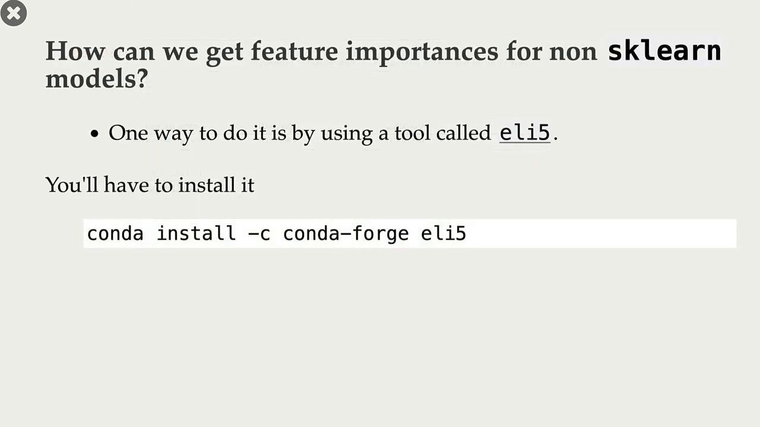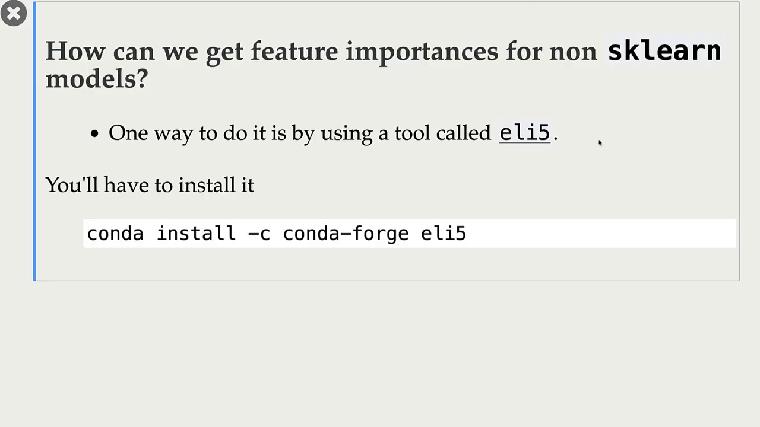How can we get feature importances for non-sklearn models? For scikit-learn models, we can use feature_importances_ attribute, but last lecture, for instance, we saw these best performing models like GBM and XGBoost. They are not scikit-learn models. So how do we find feature importances for that? One way to do it is by using this tool called ELI5. If you want to use this tool, you will have to install it. I have this command and a link to their documentation here.